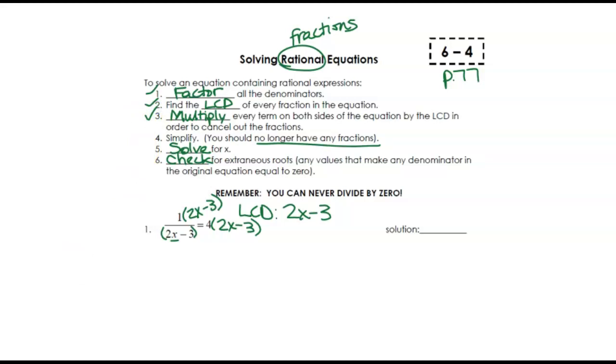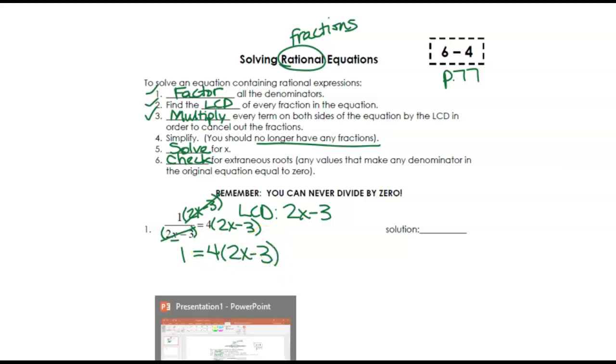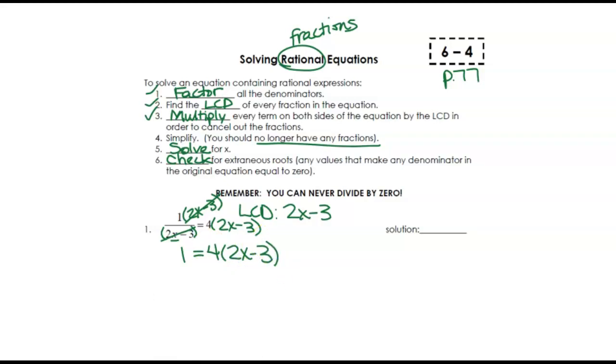And in order to simplify, I want to recall a couple days ago when we talked about if you have the same thing on top and on bottom, then you can cancel them out. So on the left side, all I'm left with is a 1 and then an equal sign. And then nothing cancels out here, so I'm going to rewrite 4 times 2x minus 3. In order to make this look a little bit nicer, I need to distribute. So 1 equals 4 times 2x, which is 8x, and 4 times negative 3, which is negative 12. And now you have a nice simple equation.